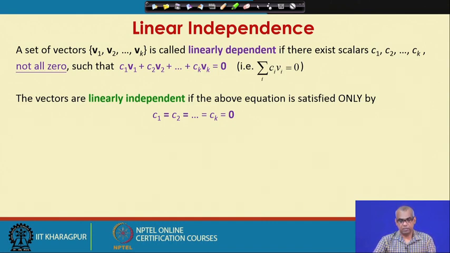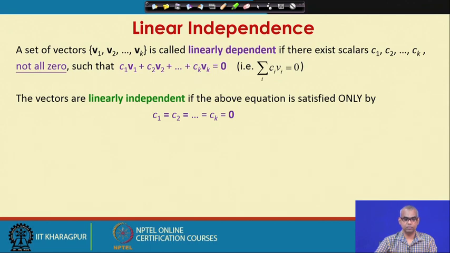Linear independence of vectors. This is important. We need to understand what we mean by linearly independent vectors. A set of vectors v1, v2 up to vk is called linearly dependent if there exist scalars c1, c2 up to ck, not all 0, such that c1 v1 plus c2 v2 up to ck vk is equal to 0.